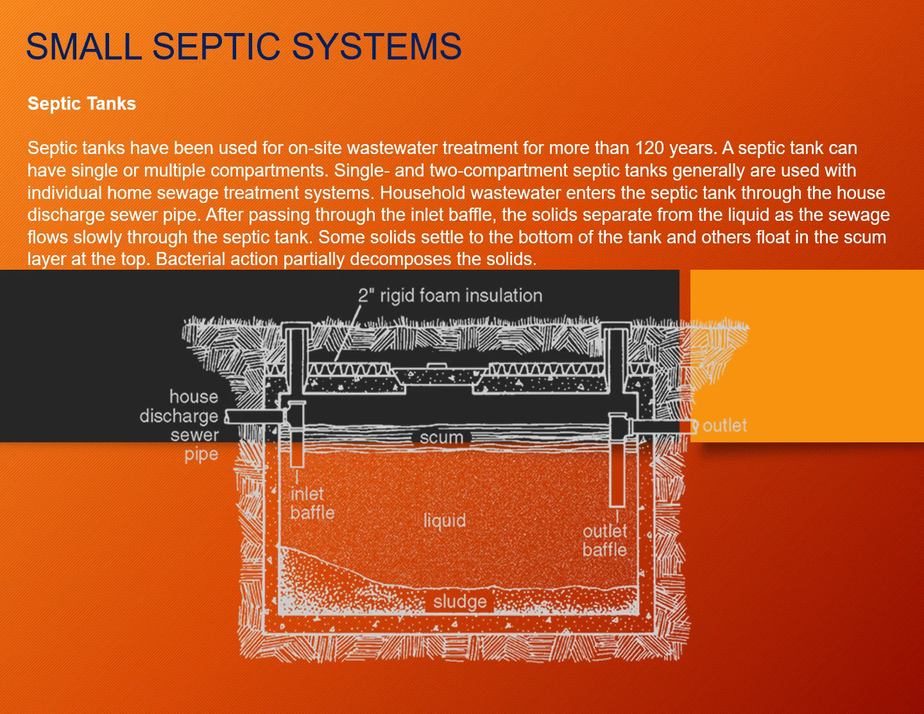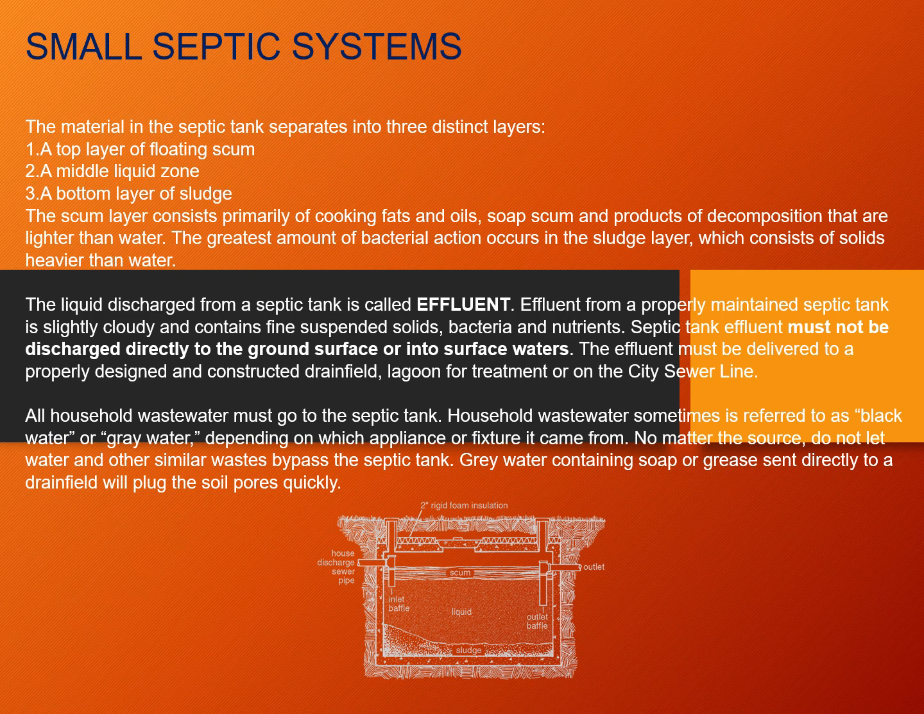Now, to talk about septic tanks, they have been used for on-site wastewater treatment for more than 120 years. Single and two-compartment septic tanks generally are used with individual home sewage treatment systems. Please take note that the liquid discharge from a septic tank is called effluent. Effluent from a properly maintained septic tank is slightly cloudy and contains fine suspended solids, bacteria, and nutrients.